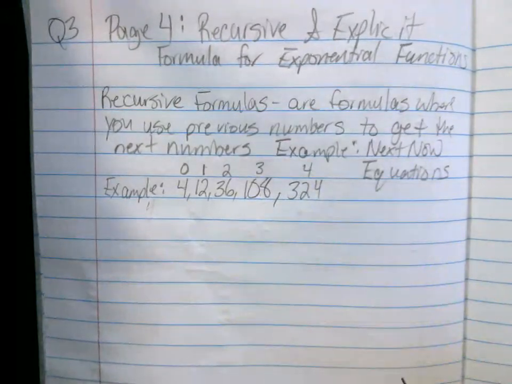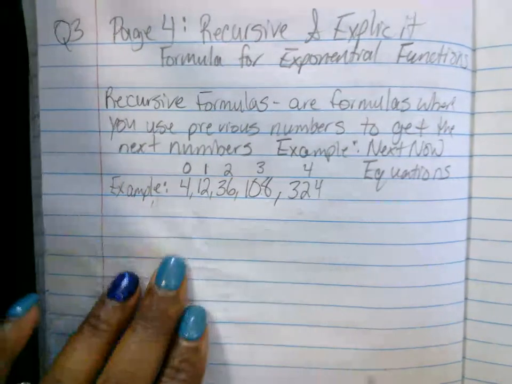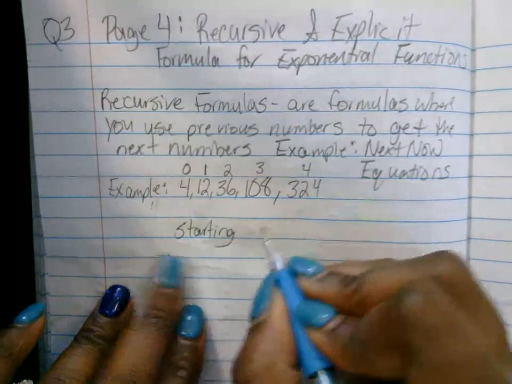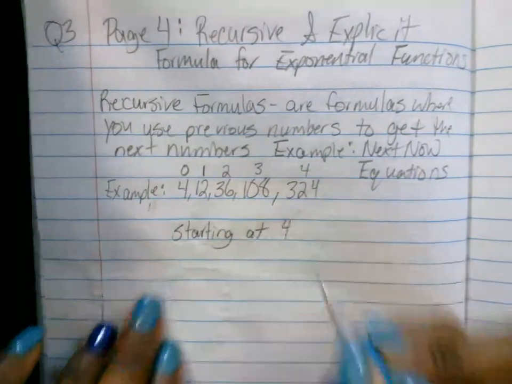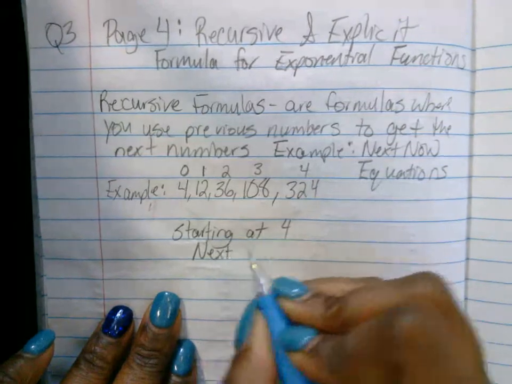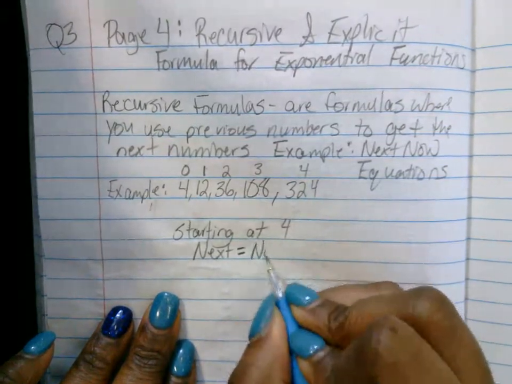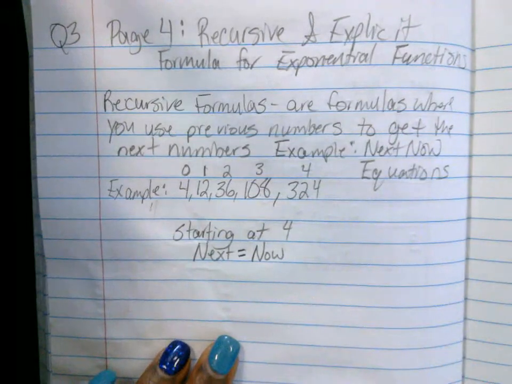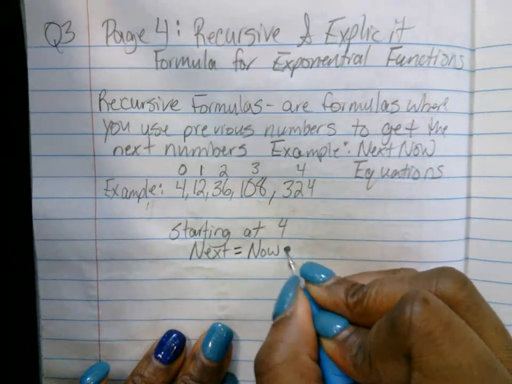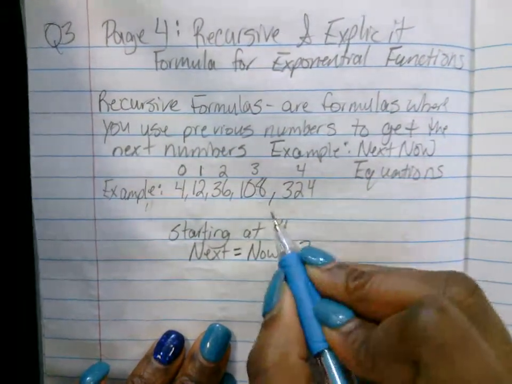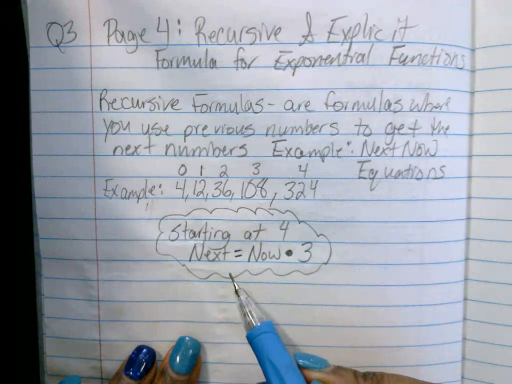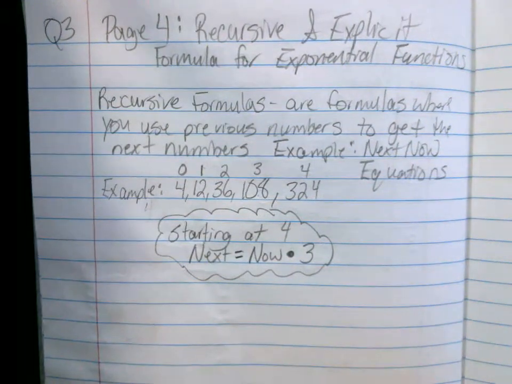How would I write this as a next-now equation? The first thing that I do is write starting at. What number am I starting at? 4. I'm starting at 4. Now I write the words next equals now. So my next number is equal to whatever my current number, my now, is. And what am I doing to get to the next number? Multiplying by 3. So we use the dot for multiplication. This is a next-now equation. I have to use the previous number to get the next number. Any questions about that?